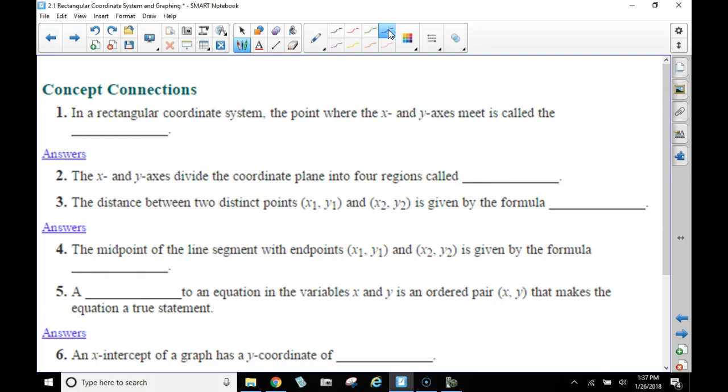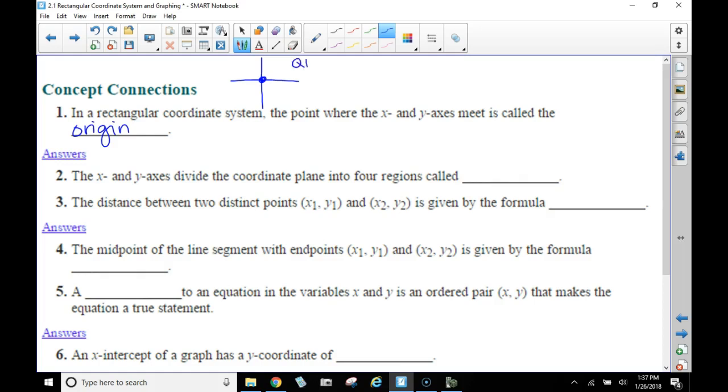Number 1, in a rectangular coordinate system, the point where the x and y axes meet is called, where the x-axis and the y-axis meet, that guy right there is called the origin, O-R-I-G-I-N.